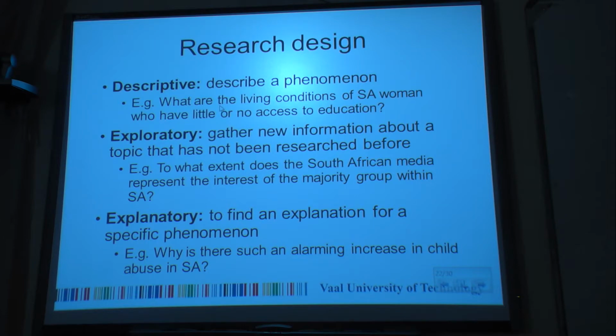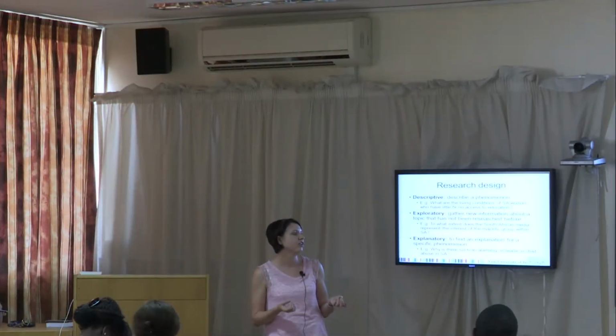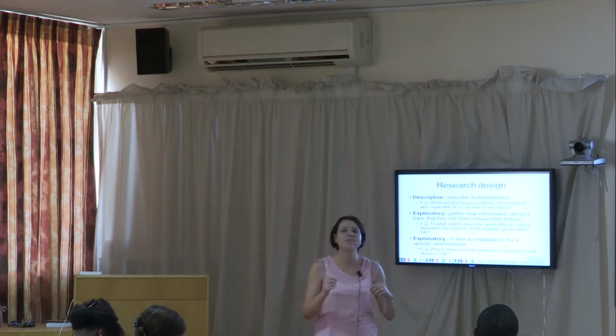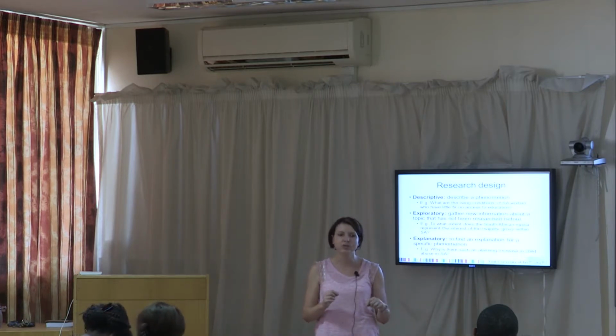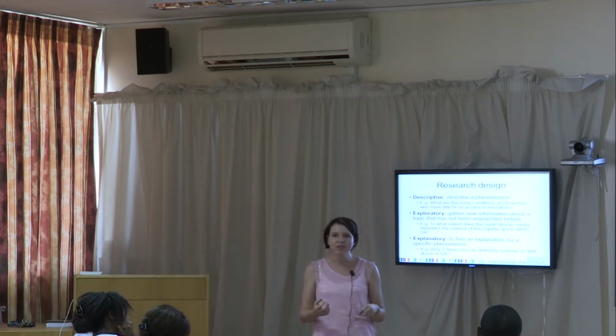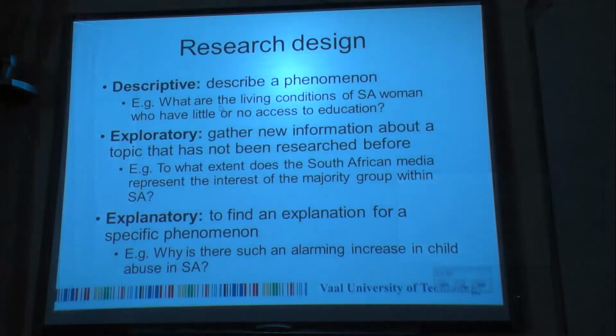And then the third one is explanatory research. It's to find an explanation for a specific phenomenon. So why is something the way it is? For example, why is there such an alarming increase in child abuse in South Africa? It's going to explain the reasons why. Explanatory, explaining the reasons. So descriptive, describing conditions. Exploratory, uncovering information that we do not currently know. And explanatory, giving the reasons why something is like it is.